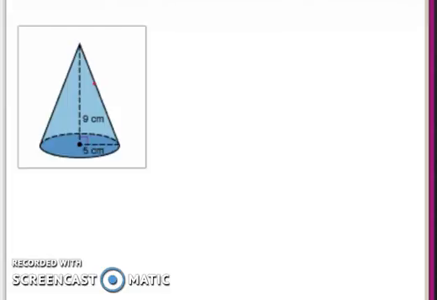Let's get started. I'm trying to find the surface area of all these figures. The first thing I want to do is recognize that this is a cone, so my surface area is going to be pi r L plus pi r squared.